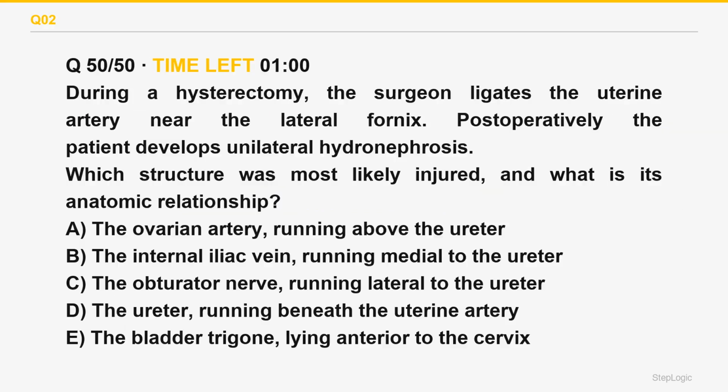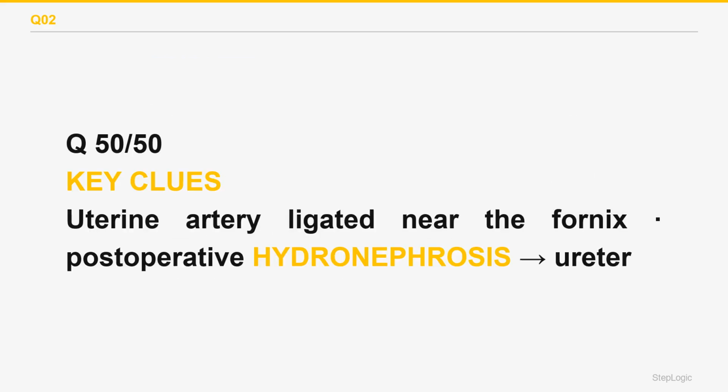Which structure was most likely injured, and what is its anatomic relationship? During a hysterectomy, the surgeon ligates the uterine artery near the lateral fornix. Postoperatively, the patient develops unilateral hydronephrosis. Read the command: the structure injured and its relationship. One anatomic phrase covers this, and it is worth carrying verbatim.